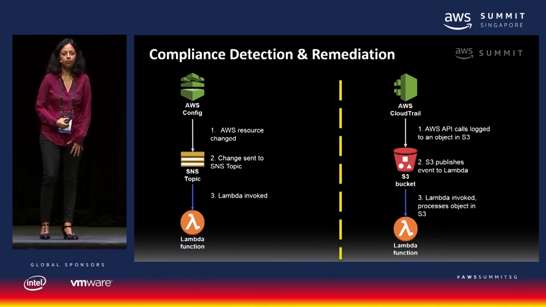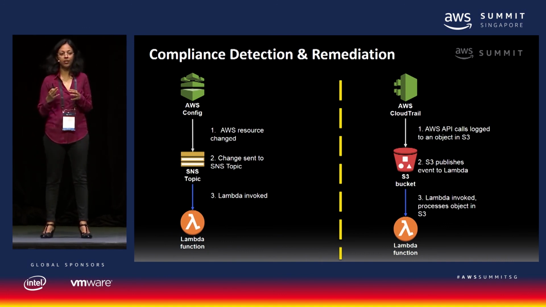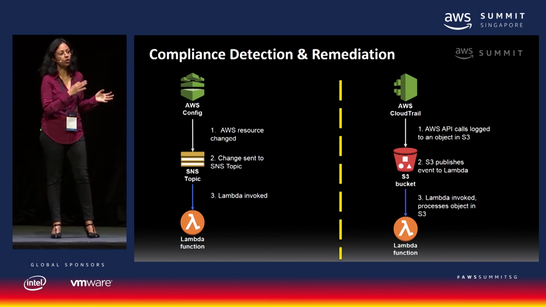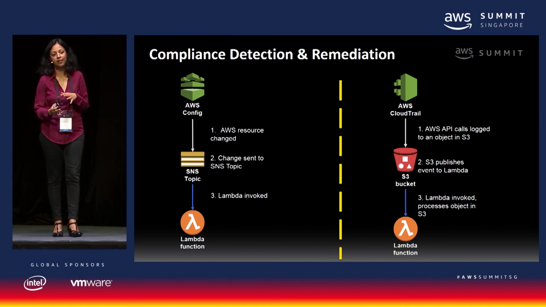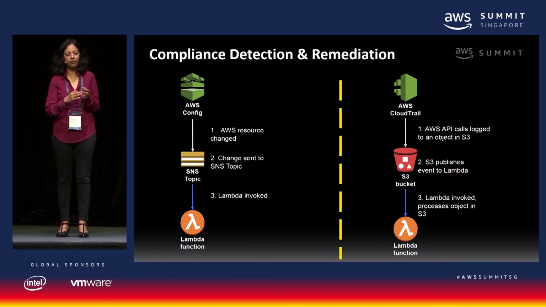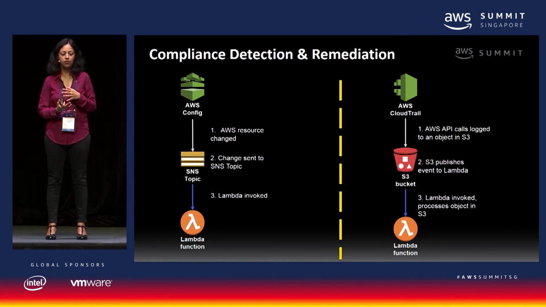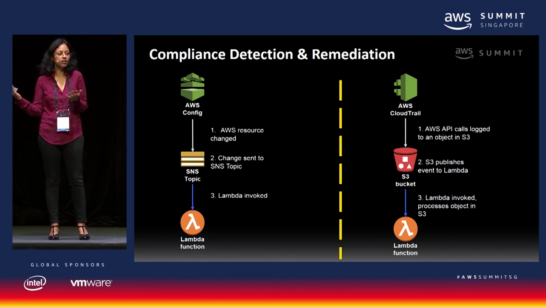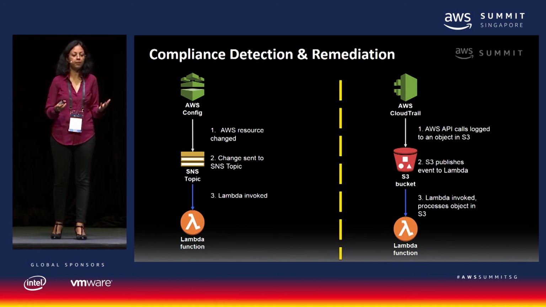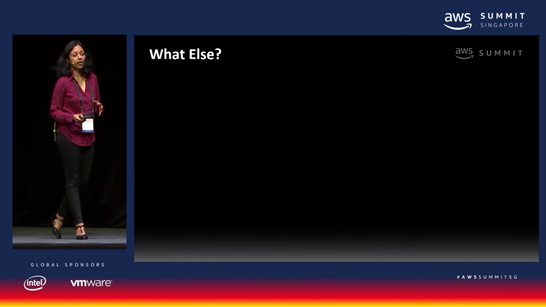So what else? You can think of CloudTrail as a sibling to Config. CloudTrail keeps track of all the API calls made against your AWS account, and it delivers a periodic report to an S3 bucket. You can then have Lambda process this report and either detect compliance violations, or optionally log this data elsewhere, into a data warehouse, maybe for auditing purposes.